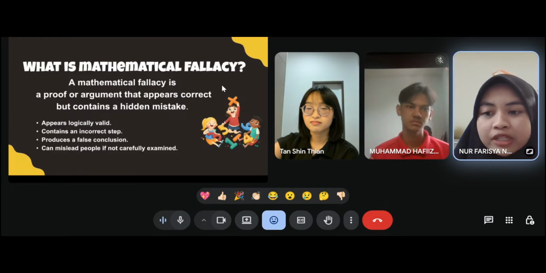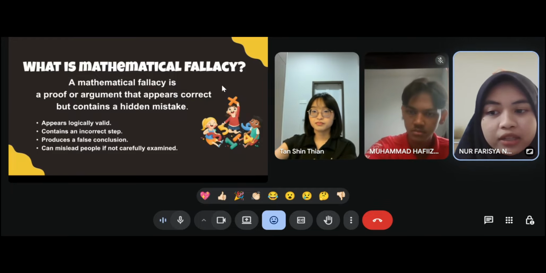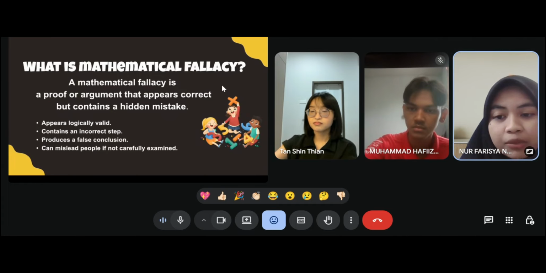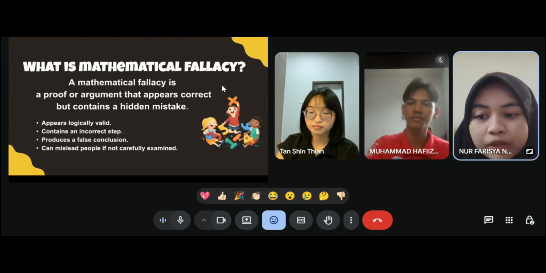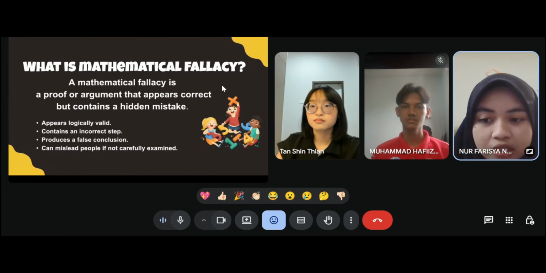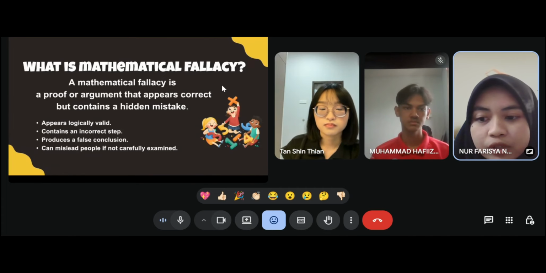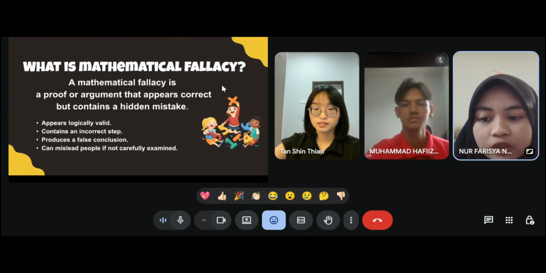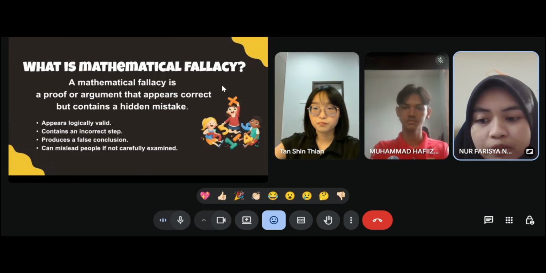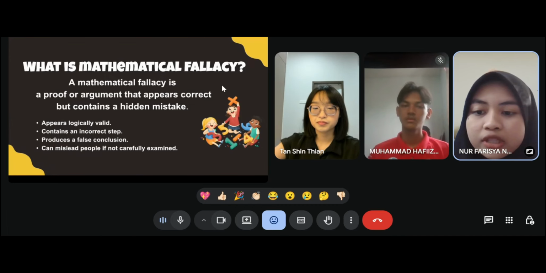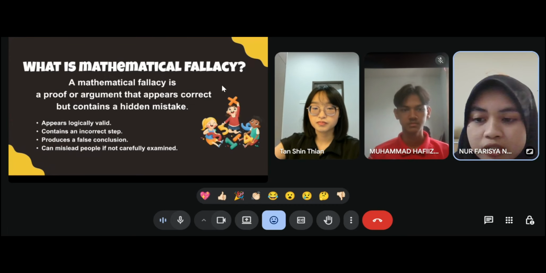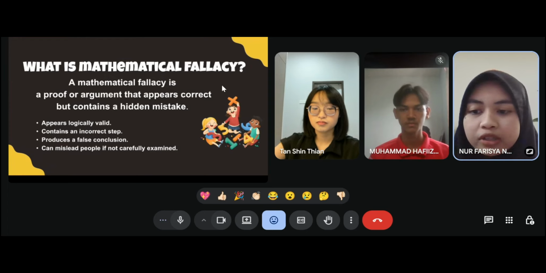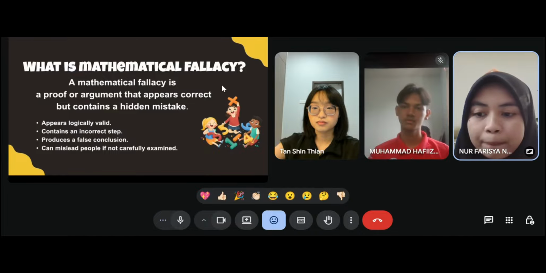So first, let's define what is a mathematical fallacy. A mathematical fallacy is a proof or argument that appears completely correct on the surface but contains a hidden mistake. It has four main characteristics. First, it appears logically valid at first glance. Second, it contains an incorrect step somewhere in the process. Third, it produces a completely false conclusion. And finally, it can easily mislead people if it is not carefully examined.